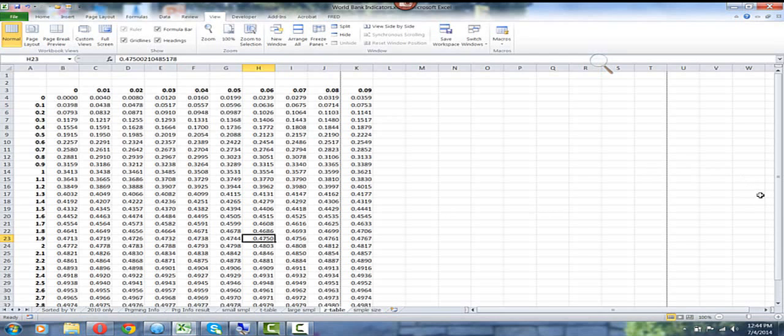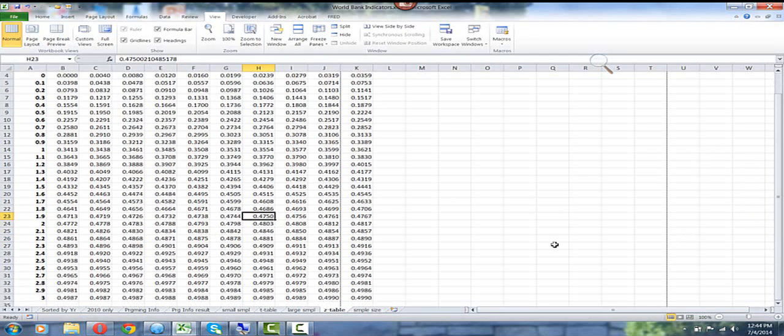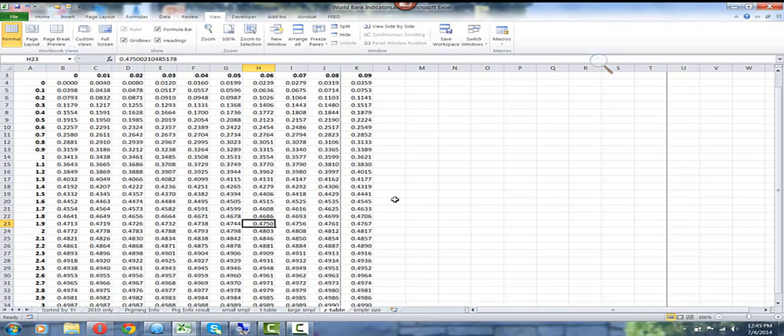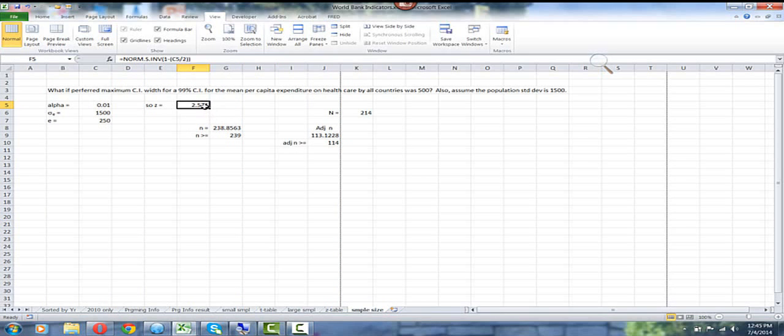You would find, let's see, 0.99. I'm sorry, 0.4949 versus 0.4951. We want 0.495, so 2.575. If we look up here, 2.575, it'd be right smack in the middle there. I went ahead and used a little more exact value, but anyway, 2.575 would be perfectly fine.